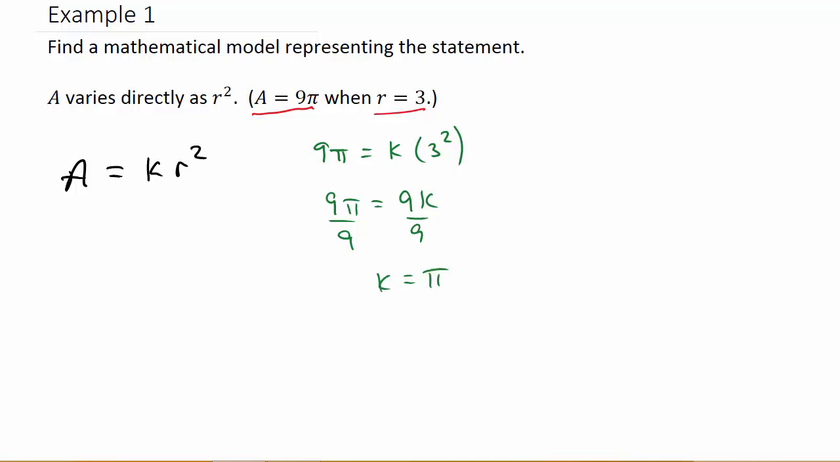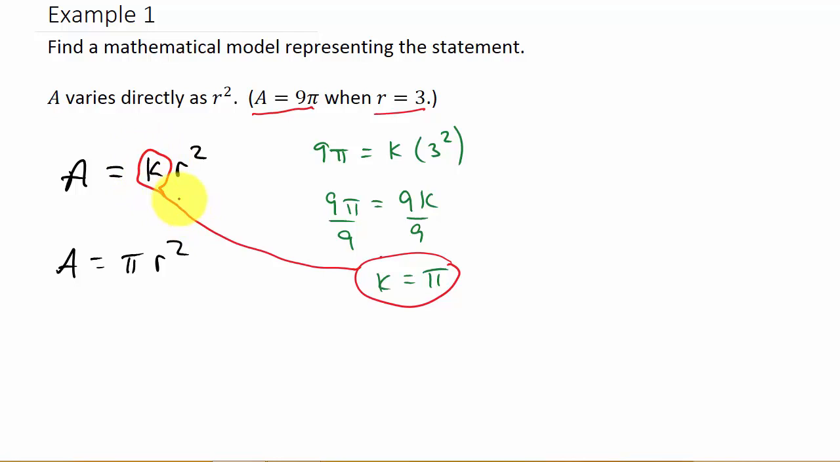So now we have A is equal to pi times R squared. All we did is take the value we found for K, based on the information they gave us, and plug it in for K. So this is our mathematical model, and you can see it's the area of a circle. Alright, so now let's look at a word problem.